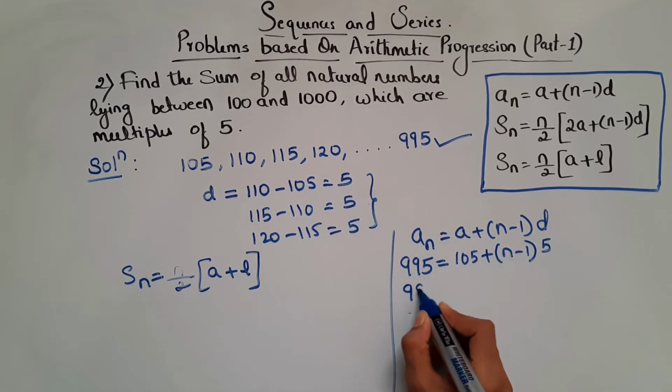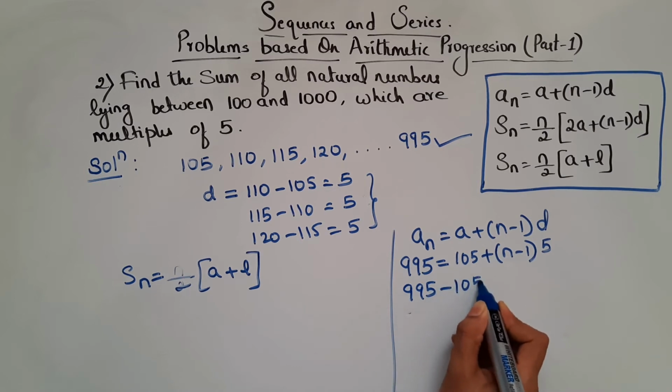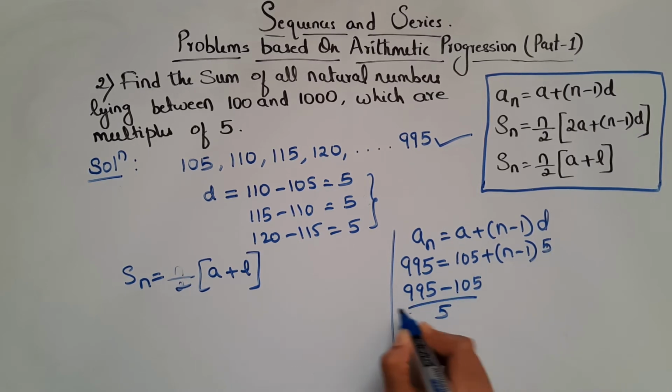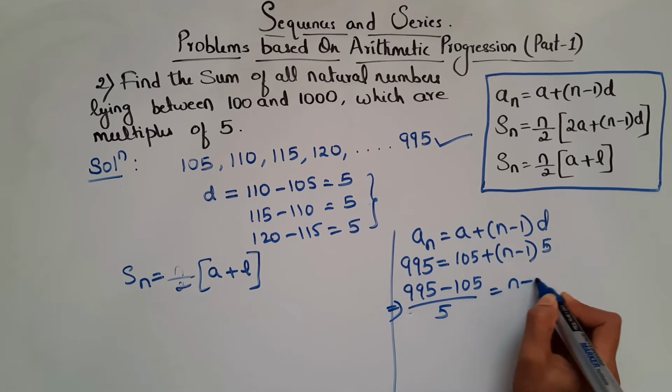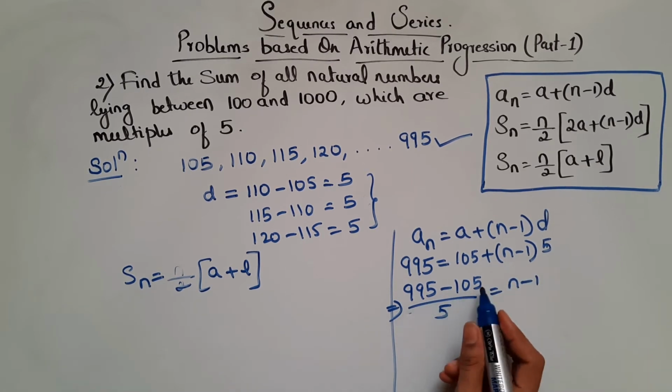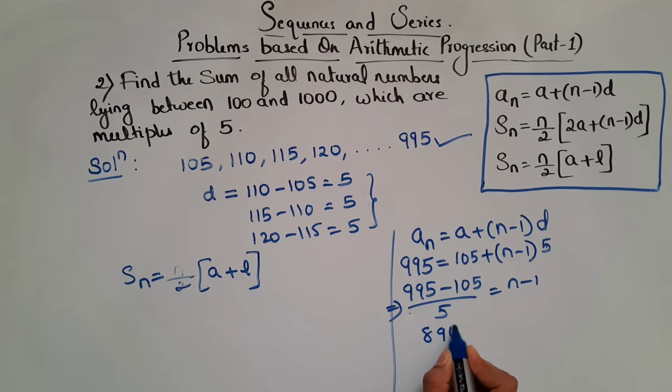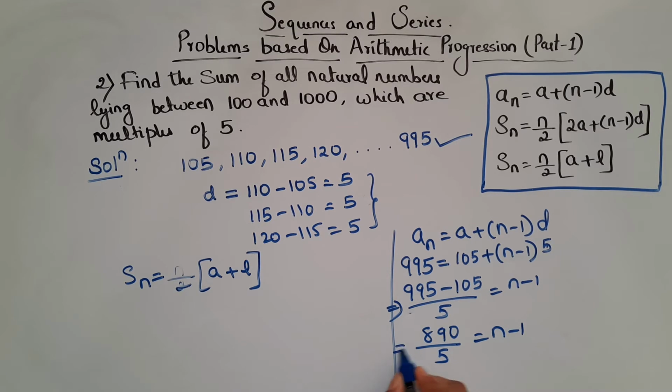So this will be 995 minus 105. This 5 we will bring here, which is equal to n minus 1. So 995 minus 105 will give you 890 by 5, which is equal to n minus 1. So 5 ones are 5, 5 7s are 35, 5 8s are 40, right? 178 plus 1 will give you 179, which is equal to n, right?